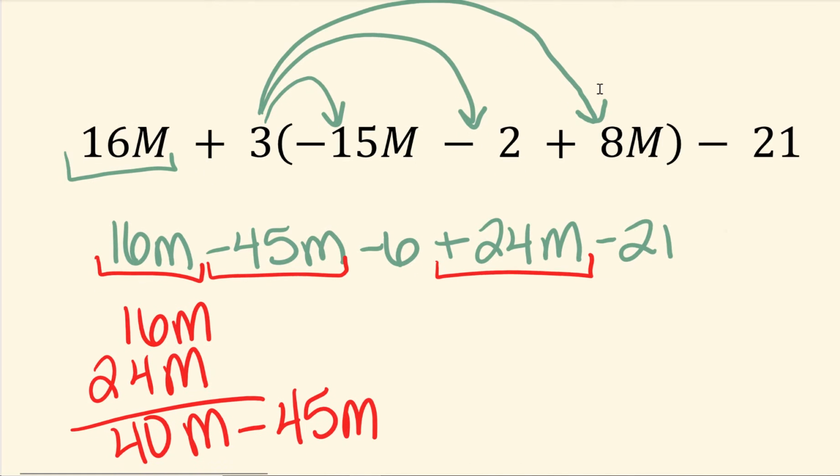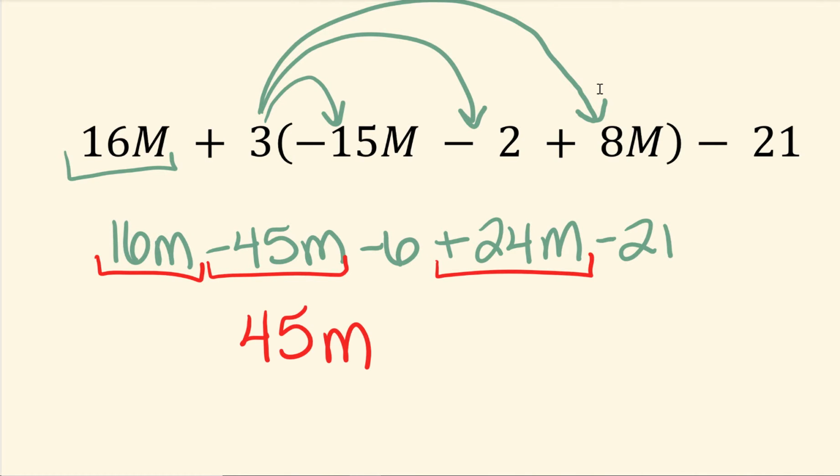Ooh, you can't see that. 40 minus 45 is going to give me negative 5. So all of that combined gives me negative 5m.